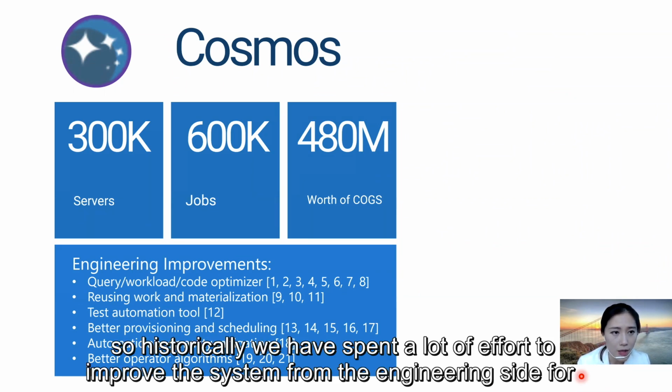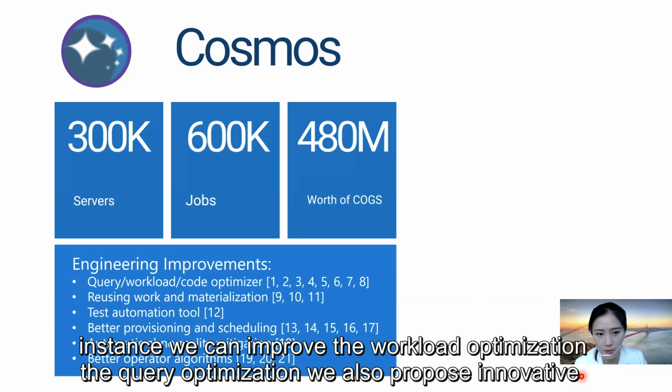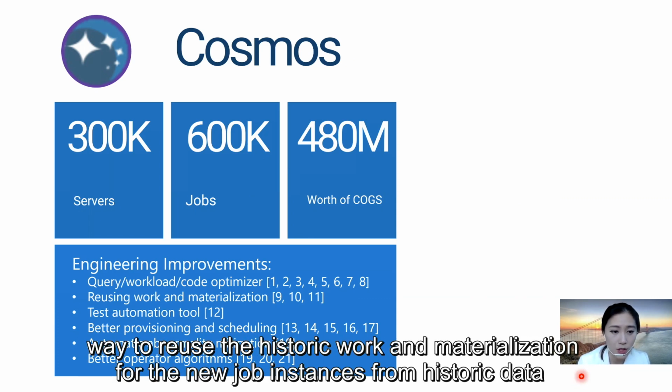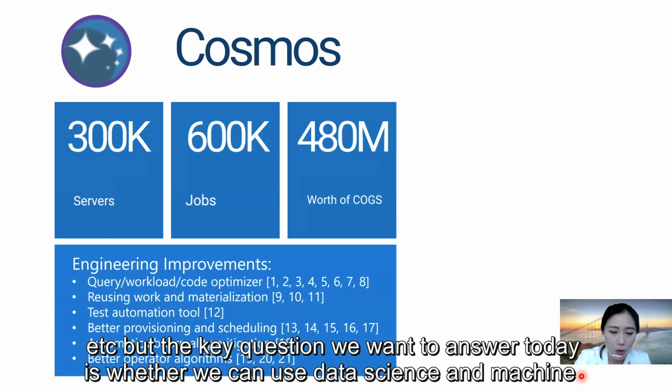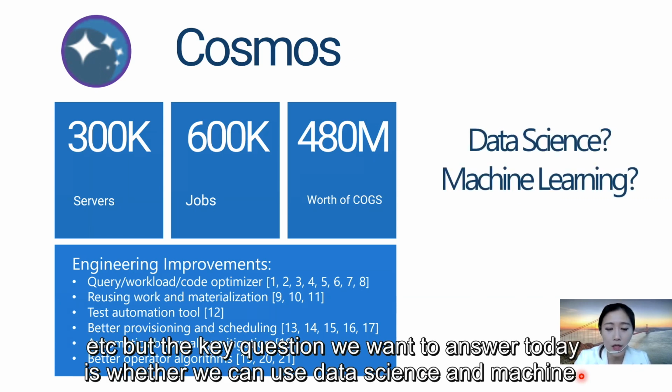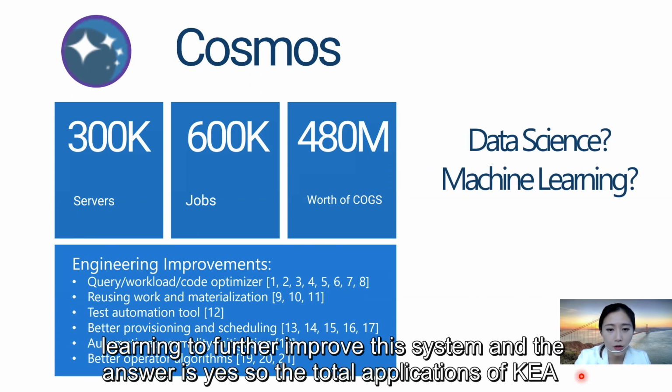So historically, we have spent a lot of effort to improve the system from the engineering side. For instance, we can improve the workload optimization, the query optimization. We also propose innovative ways to reuse historic work and materialization for new job instances from historic data. We also develop better testing tools and better provisioning and scheduling algorithms, etc. But the key question we want to answer today is whether we can use data science and machine learning to further improve this system. And the answer is yes.